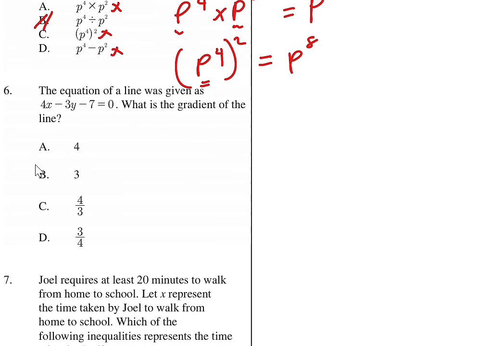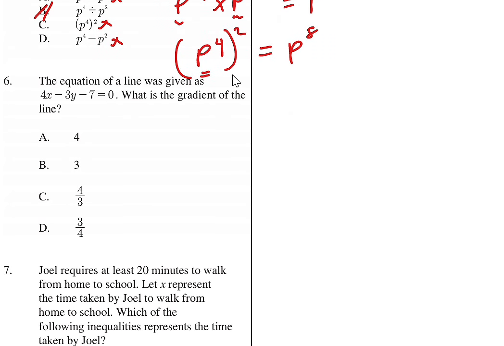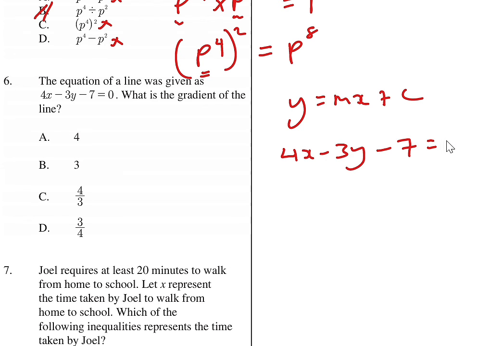We continue to number 6, a very simple question. This is grade 9 work on equations of straight line. The equation of a line was given as 4x minus 3y minus 7 is equals to 0. What is the gradient of the line? So our work here is to arrange this equation in the form y is equals to mx plus c. Our work is to arrange. On the left, we have y. On the right, we have mx plus c. So here we have 4x minus 3y minus 7 is equals to 0.